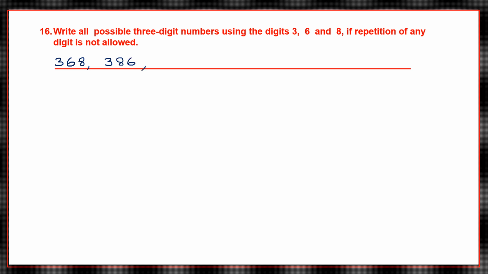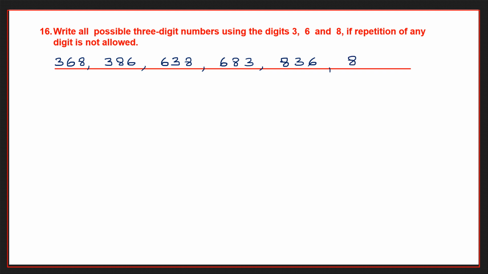Now I can't make any more numbers with 3. So I will go to the next digit, which is 6, and write the other two digits next to it. So 3 and 8, 638. Start again with 6 and reverse the order. Instead of 3 and 8, let me write 8 and 3. I get 683. Now start with 8 and put the other two digits, 3 and 6, 836.